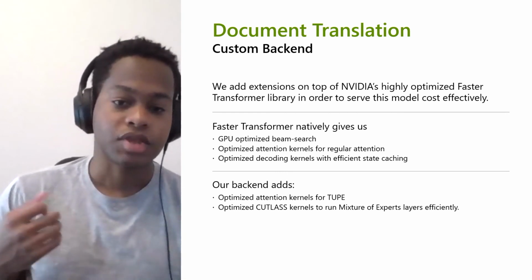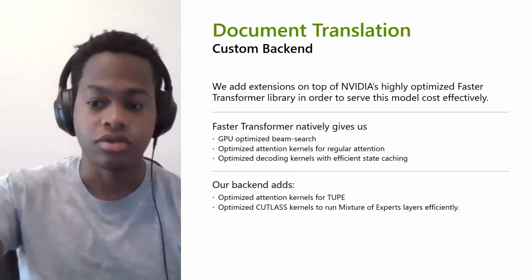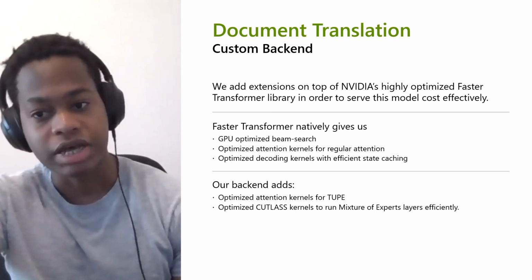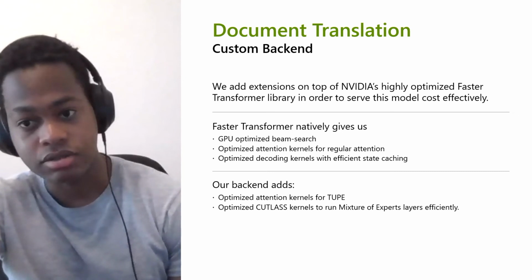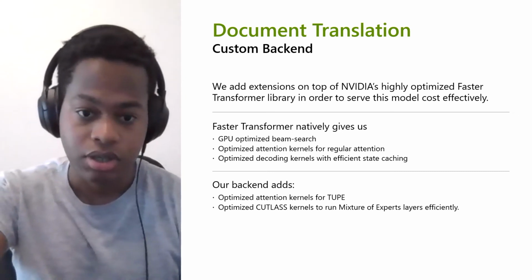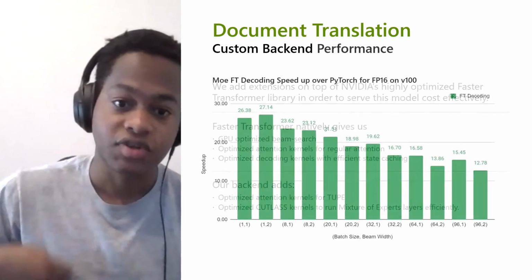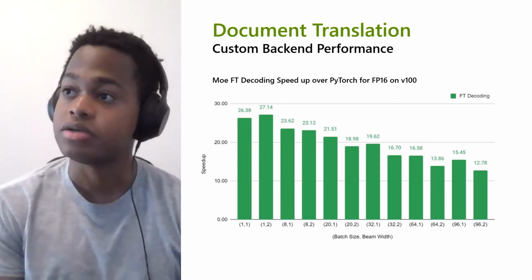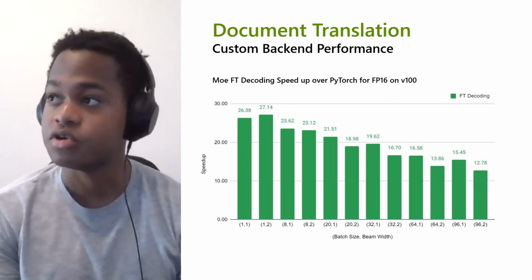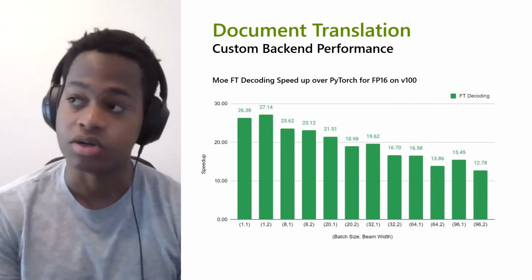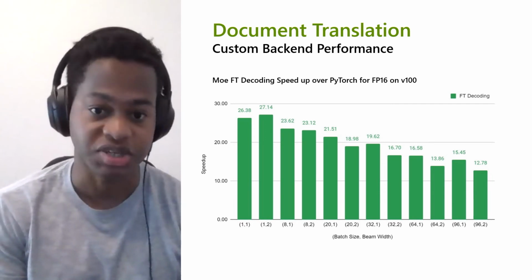And essentially, after adding these two optimizations to FasterTransformer, we benchmarked against Python, just PyTorch libraries running mixture of experts. And we were able to achieve speedups seen here. So basically what this chart shows is speedups over PyTorch when running mixture of experts models on a V100 in FP16.